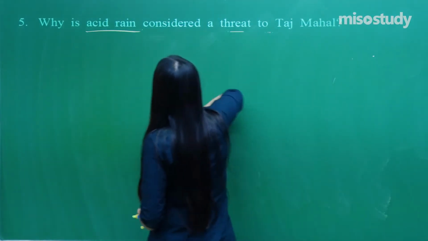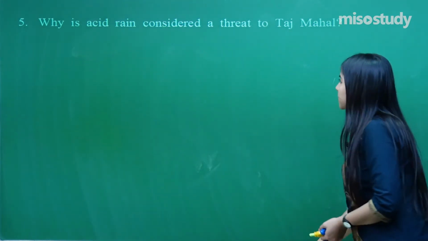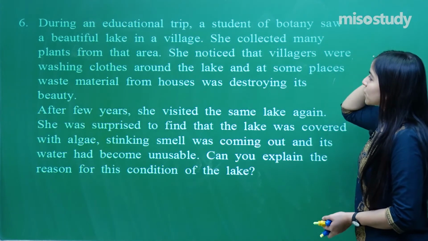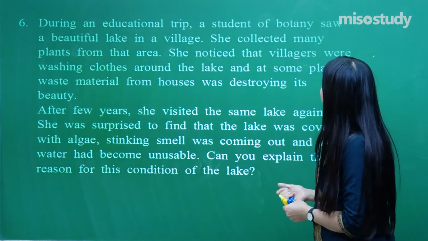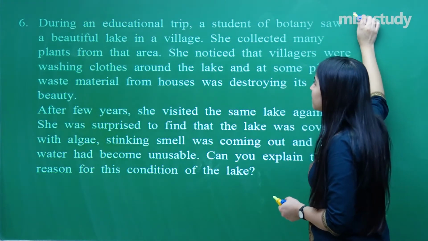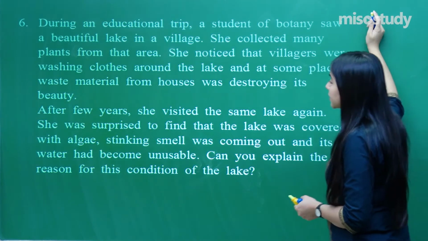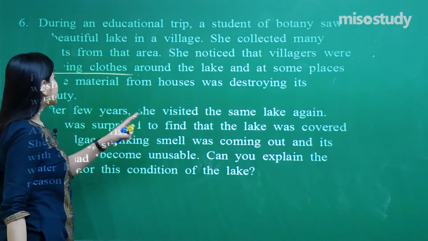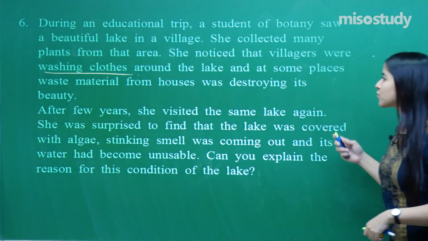So these are some of the very important questions which can arise, maybe in 1 mark, 2 mark. Now let's move on. 6th question: during an educational trip. So it's a very interesting question. A student of botany saw a beautiful lake in the village. She collected many plants from that area. She noticed that the villagers were washing the clothes around the lake. See here, they were washing the clothes around the lake, and at some places waste material from the houses was destroying its beauty.